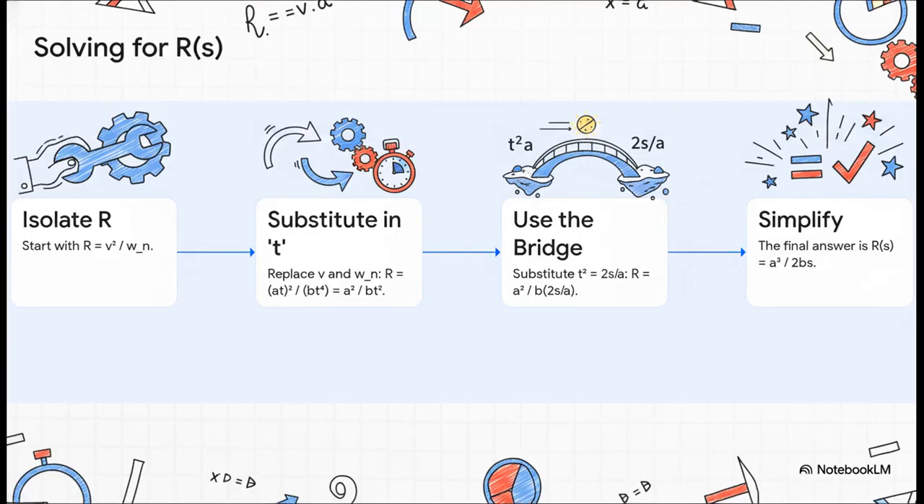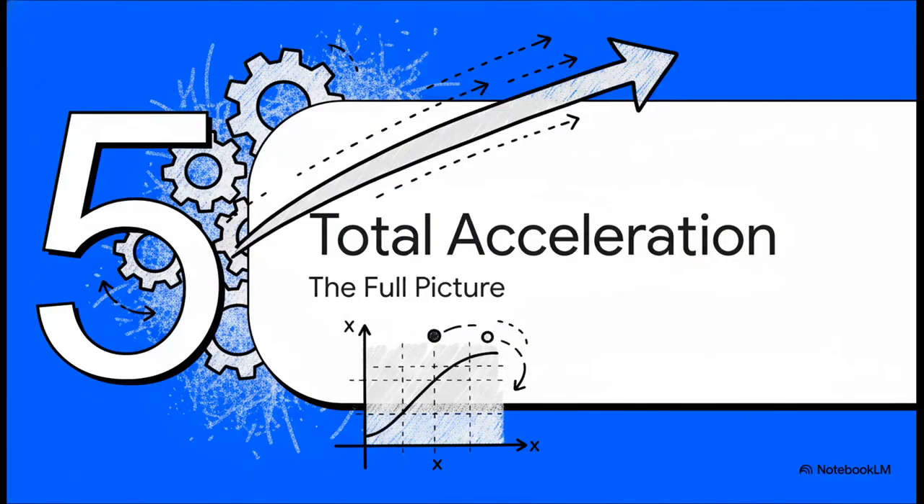Okay, let's just walk through this nice and slow. Step 1, we just rearrange the formula to solve for r. So r is v squared over wn. Step 2, we plug in what we know for v and wn in terms of time. A little bit of algebra there simplifies it down to a squared over bt squared. Now for step 3, this is the magic moment, we use our bridge. We swap out that t squared for 2s over a. And finally, step 4, we just clean up the algebra. And there it is, our first answer. The radius r is equal to a cubed divided by 2bs. Excellent. 1 down, 1 to go.